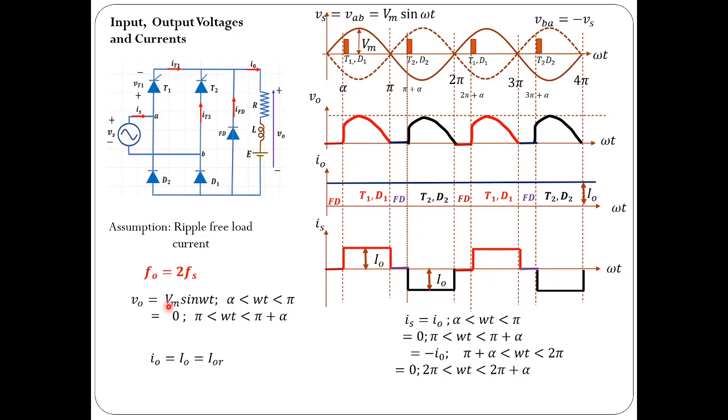So now coming to the source current, you can see the source current is equal to I naught from alpha to pi, and that is equal to 0 from pi to pi plus alpha, minus I naught from pi plus alpha to 2 pi, and 0 again from 2 pi to 2 pi plus alpha. So the source current frequency is the same as the source voltage frequency. In fact, source quantities have the same frequency, that is equal to the supply frequency. So in order to compute its RMS value, you have to consider the complete cycle. But if you see, it is symmetric, so considering the RMS value for half a cycle itself is also going to be sufficient.